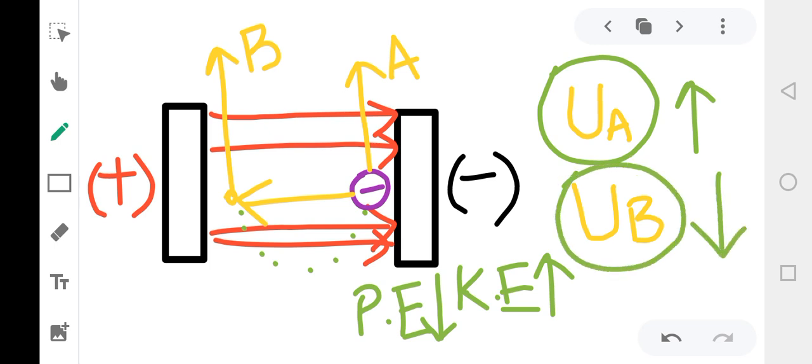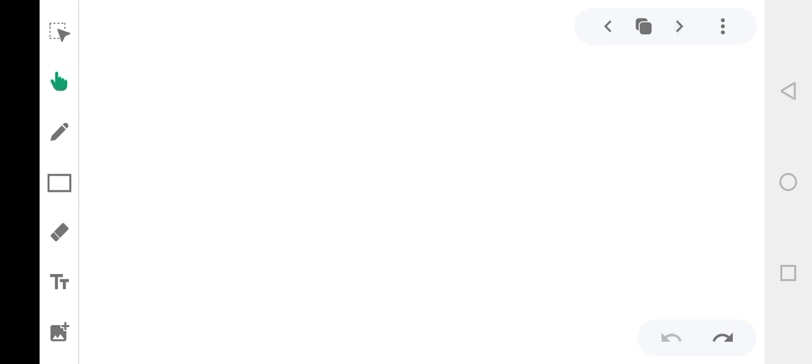Why? Because when it moves towards point B, what is happening? Let me elaborate more. This positive plate is attracting this negative charge towards itself. So the kinetic energy of this charge will increase, and if the kinetic energy increases, automatically the potential energy will decrease. Okay. So now I have another example for you.